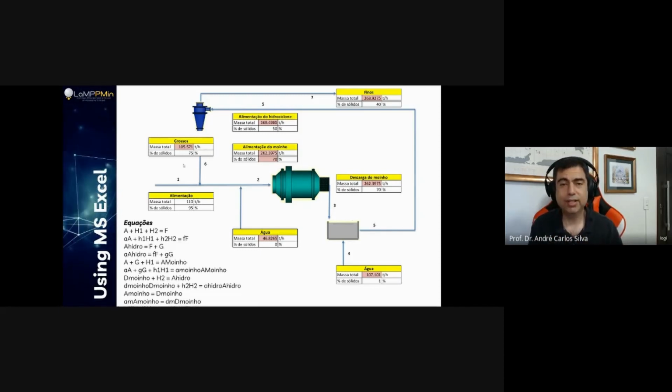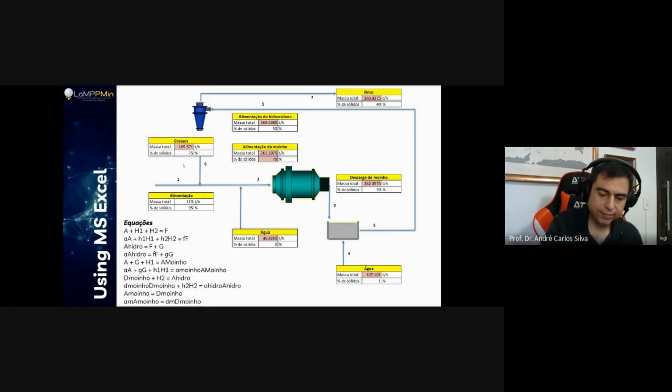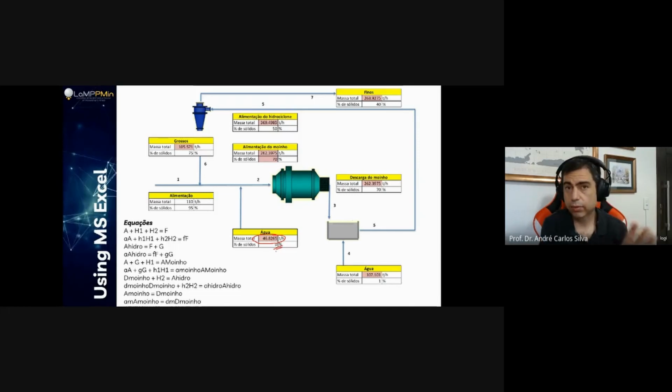And as you can see over here, it's just for the first equation. Okay, just mass in, mass out, or water content multiplied by the mass in, in order to allow me to calculate the mass split and the water split in the pulp. Okay, and Excel can do this for me easily. And in this case, as you can see over here, I ask Excel to calculate how much water I have to add, okay? And this water over here has 0% solids, okay? But I can change that.